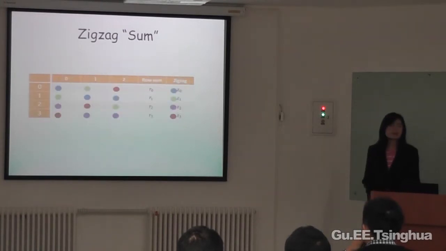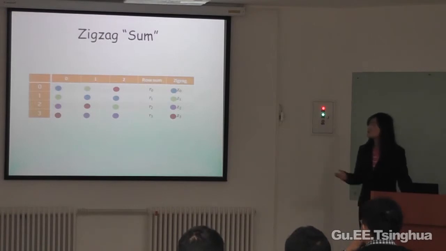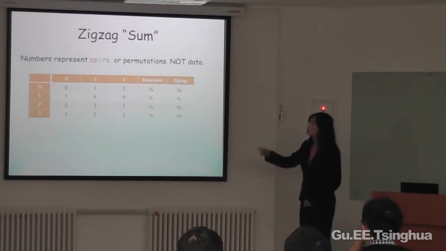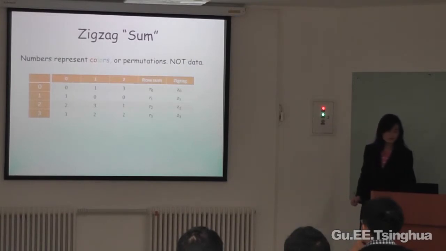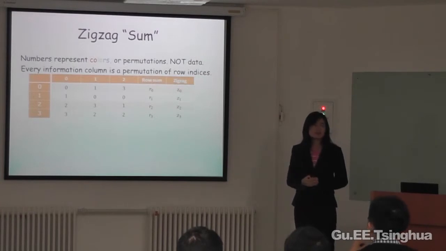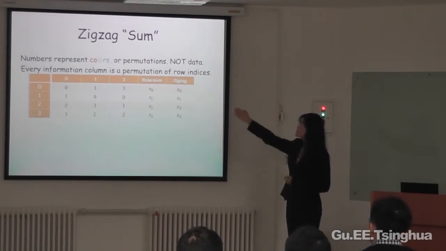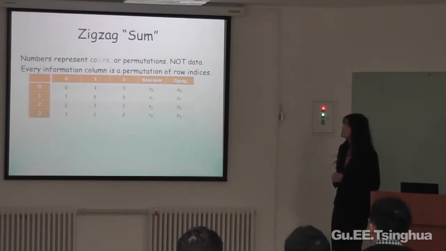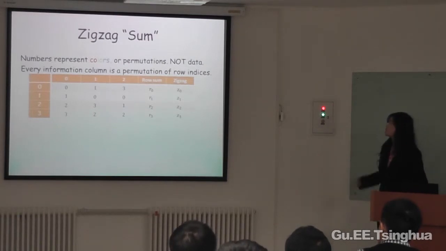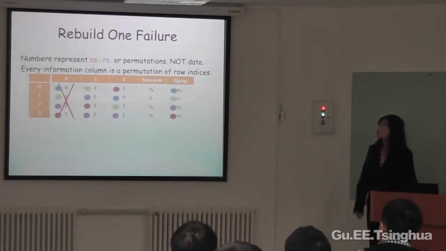So let's first replace all the colors with some numbers, so things look more mathematical. I replace the first one with 0, and then 1, 2, and 3. Now the numbers represent the colors, and every column here is a permutation of the row indices from 0 to 3. For example, column 2 is a permutation, 3, 0, 1, 2. Okay? So once we have this code with this peculiar structure, we ask, how do I rebuild?